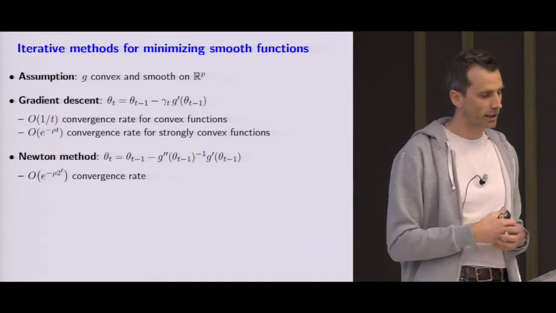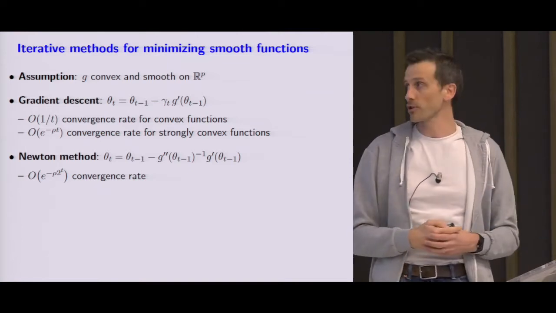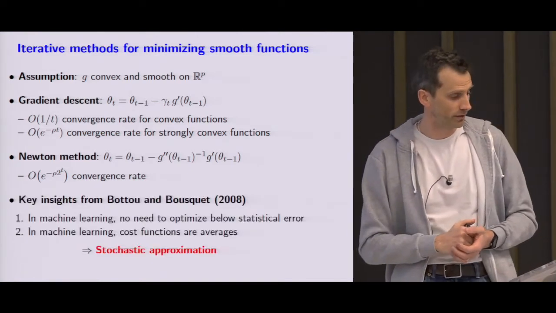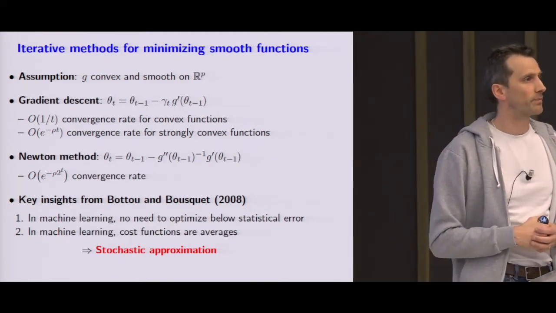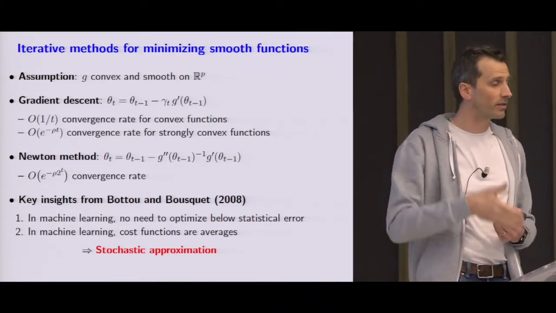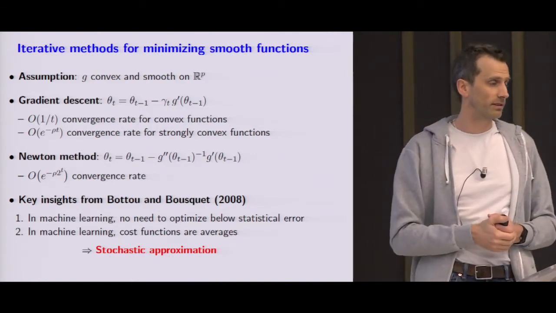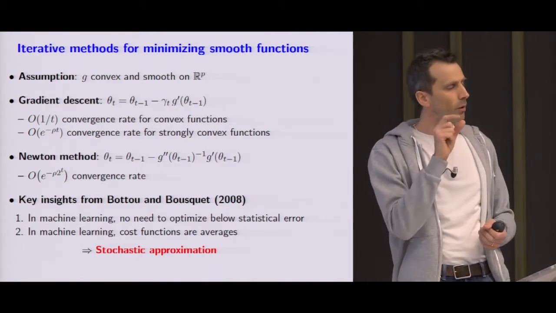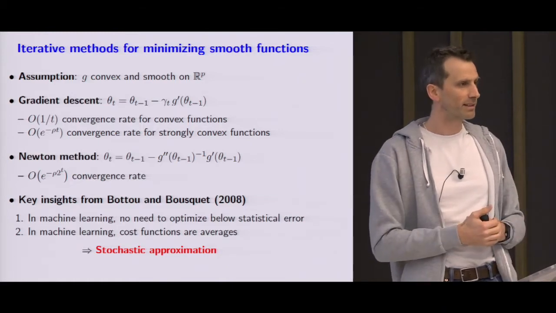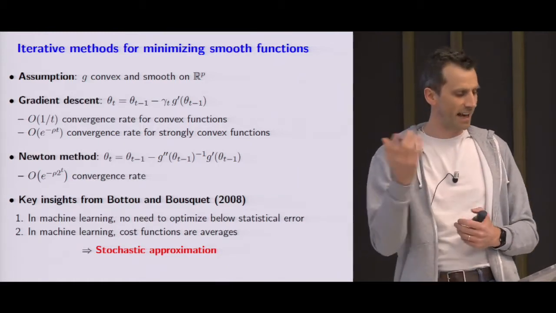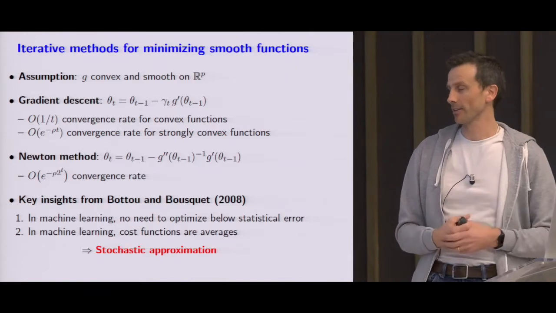But there's a key insight for machine learning, which is that what we want to optimize is not any function. So those are key insights by Léon Bottou and Olivier Bousquet and others before. At first, we don't really need to use a very high precision. Why? Because our cost functions are averages of random variables. Of independent variables, then the average tends to oscillate with a standard deviation 1 over root n. So before 1 over root n reaches machine precision, even Google is not there yet, okay? Because machine precision is 10 to the minus 16, and n is not yet 10 to the 32. So first, we don't need to optimize really precisely.